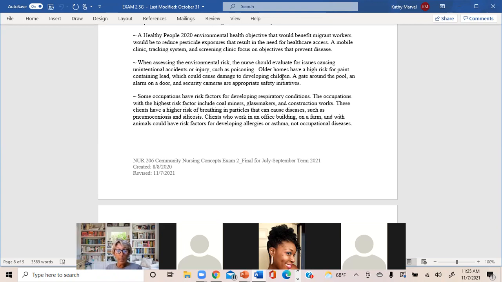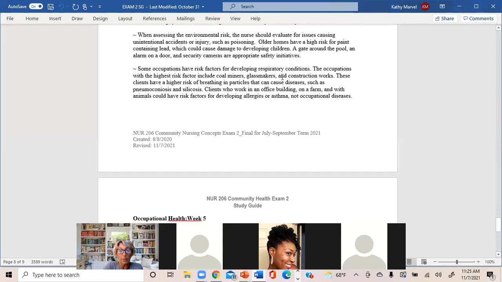Okay, some occupations, this is I believe an occupational nurse question. Some occupations have risk factors for developing respiratory conditions. So the occupations with the highest risk factor include coal miners, glass makers, and construction workers, right? Why? They have a higher risk of breathing in particles that can cause diseases such as silicosis. Clients who work in an office building, on a farm, and with animals could have risk factors for developing allergy and asthma. Okay, not the occupational disease.